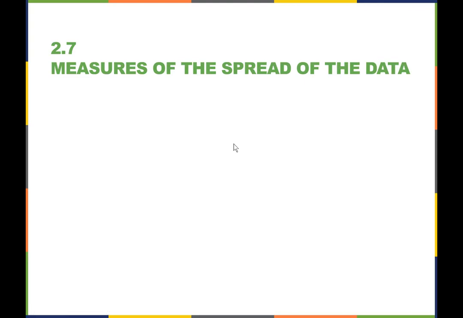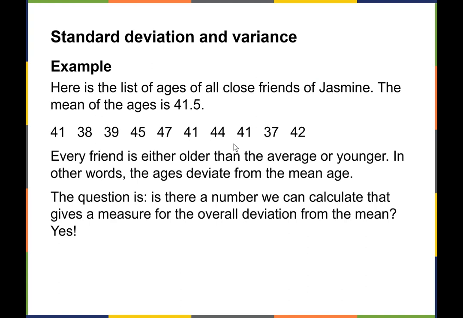Hi, and welcome to section 2.7, Measures of Spread of the Data. We're going to be talking today about standard deviation and variance and how they are used to measure how far apart the data is. We're going to start with an example.